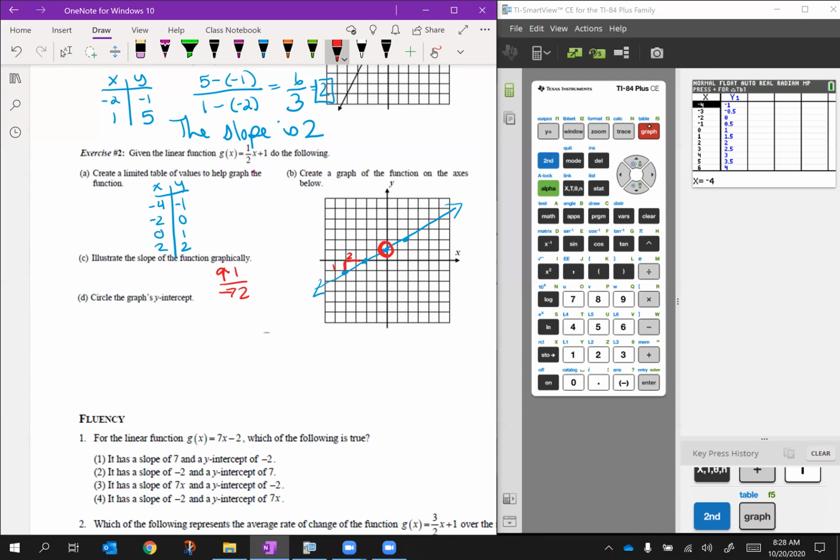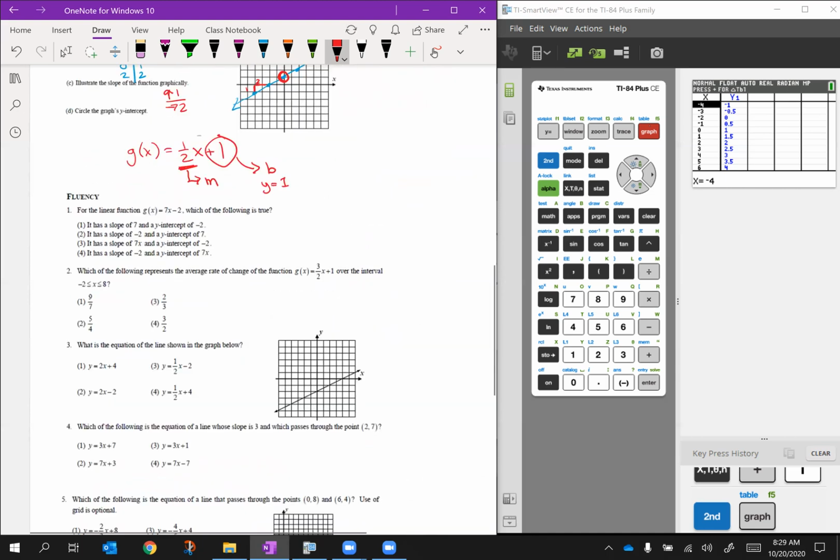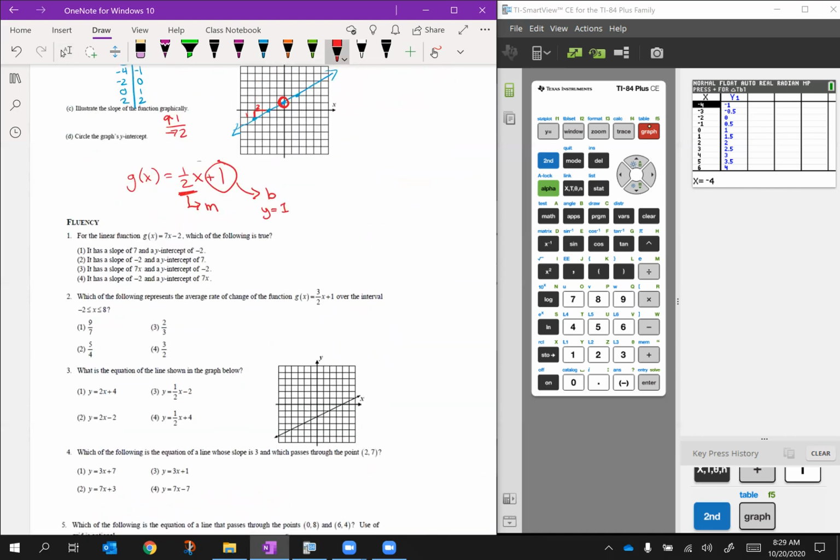So let's just look at this in the context of the equation of the line. G of x equals 1/2 x plus 1. See how we moved 1/2? That's our slope. We began at y equals 1. That is our y-intercept. So when we're using this vocabulary in these practice problems, you'll see that they might use the terms slope and y-intercept. So just remember our general equation of a line is y equals mx plus b. M stands for the slope or the rate of change. B stands for our y-intercept.